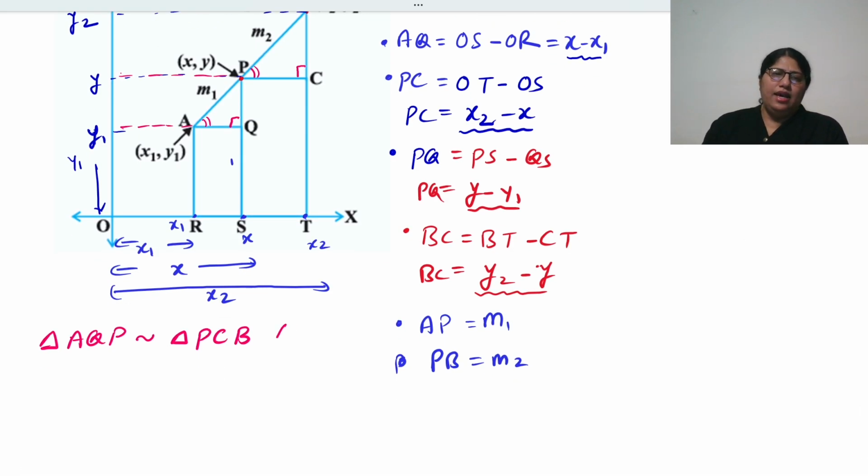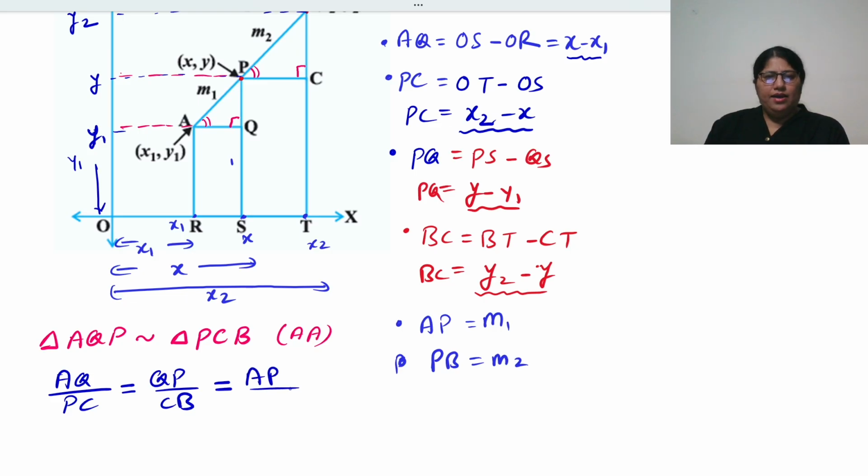Now using this similarity, how do you do it? Because I'm talking about the length, I have to derive the formula for the x and y values. So let us take any two similar triangles: the corresponding sides' ratios are equal. AQ corresponds to PC, QP corresponds to CB, and AP corresponds to PB. So we write AQ by PC equals QP by CB equals AP by PB.